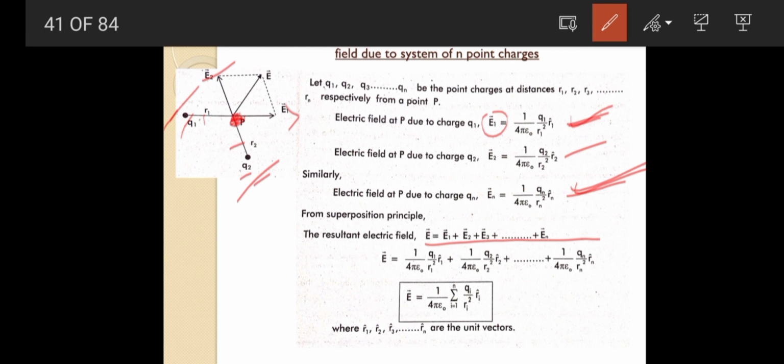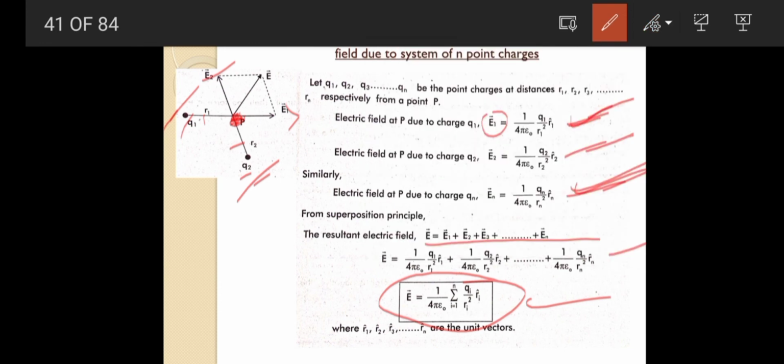But in this condition I have only 2 charges q1 and q2. Let us add the equations E1 and E2 up to En. So if you get the summation of it, this formula will give us the total intensity of electric field at a given point P. So this is the superposition principle of electric field.